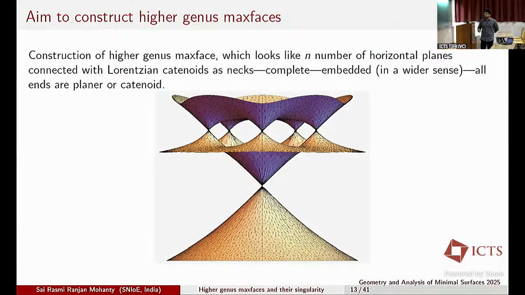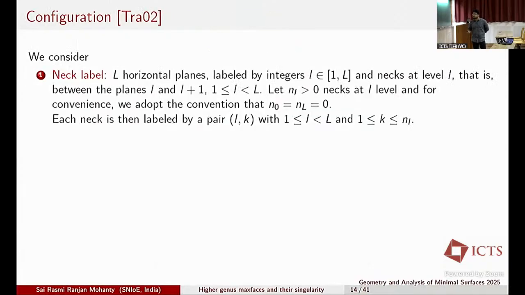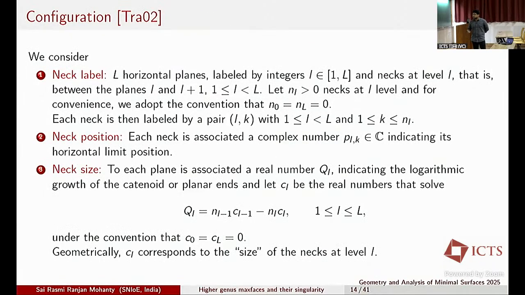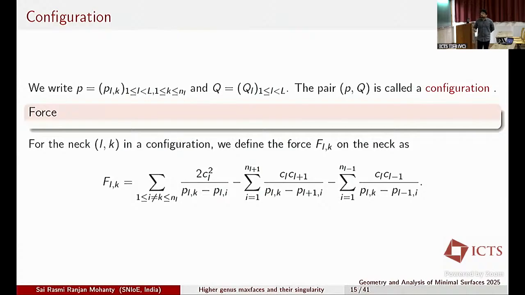Similarly, we can also assign a real number to indicate the logarithmic growth of the ends, because this surface contains either planar or catenoid ends. Planar means if the logarithmic growth is 0, then the corresponding end will be a planar end, and if the logarithmic growth is non-zero, then the corresponding end will be a catenoid end. So we tuple these coordinates P and Q, capital Q, and refer to this as our configuration.